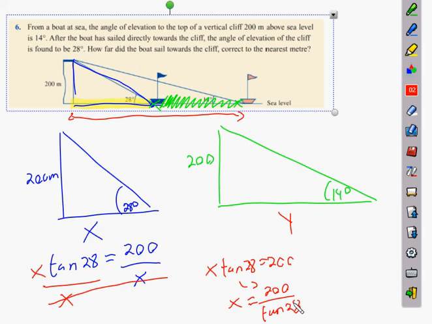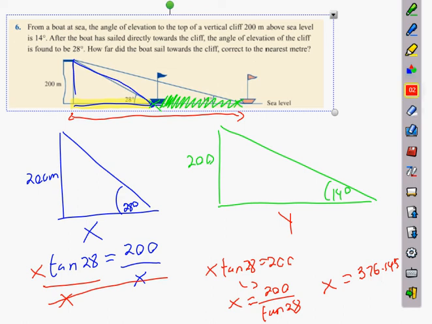200 divided by tan 28? Anybody know? We're expecting a number bigger than 200, I'd say. 376.1452991. 376.145, fair enough. Okay. Now, the next one.